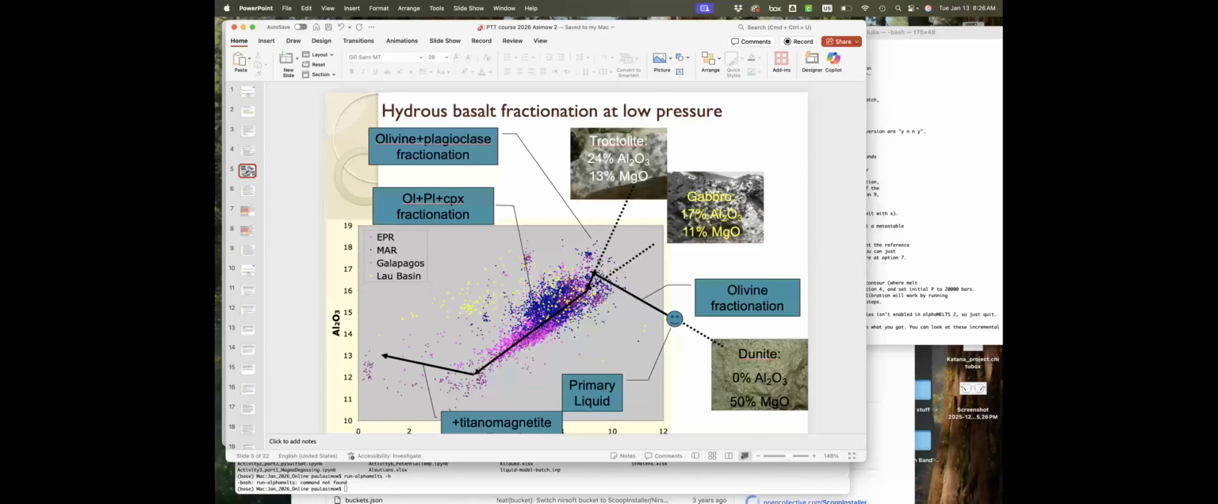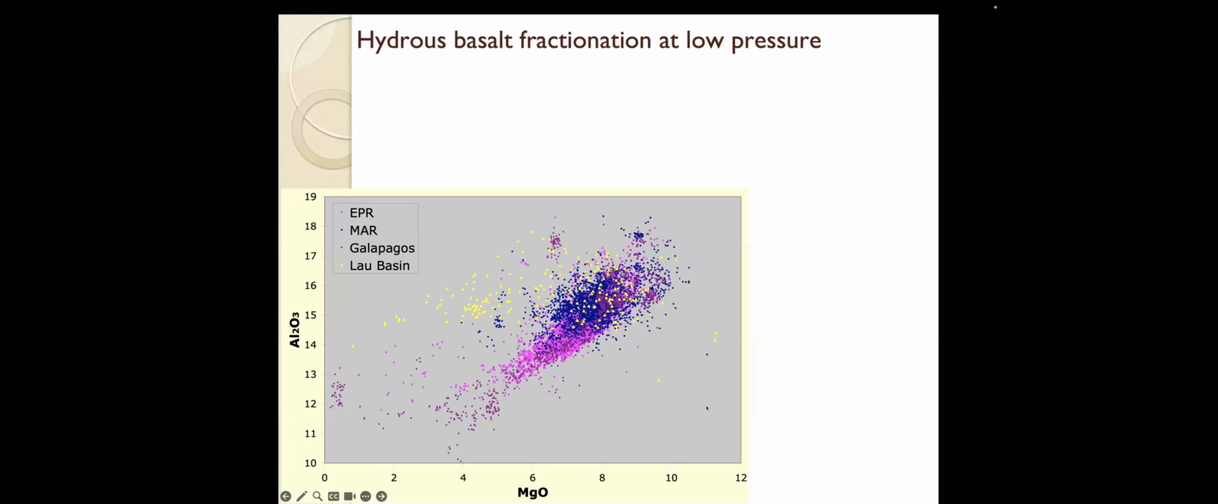Let me show this as a PowerPoint slide. Here, just to illustrate what we expect out of a fractional crystallization calculation, I have a plot of weight percent alumina versus weight percent MgO, and the dots are all of the mid-ocean ridge basalt glasses that were in the PetDB as of about 20 years ago or so when I made this slide, grouped by ocean, okay?